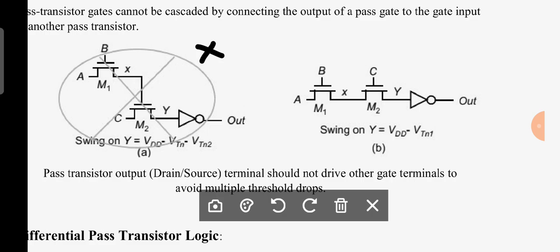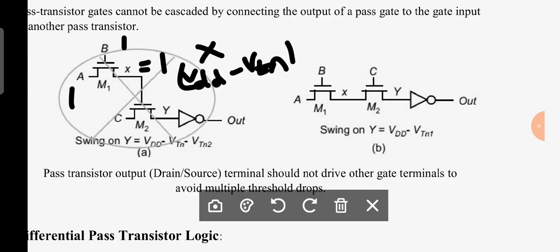Let us consider B is 1 and A is 1, then what is the value of X? Generally 1, but don't forget the value of X is not 1, it is VDD minus VTN.